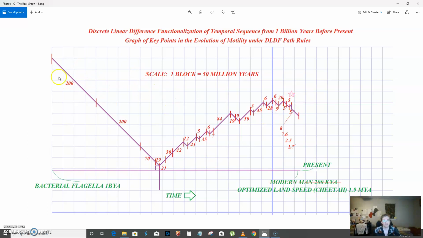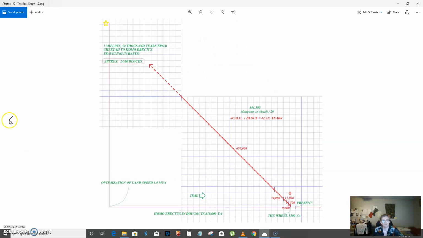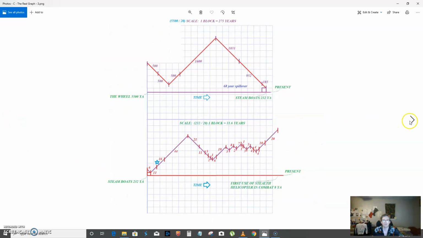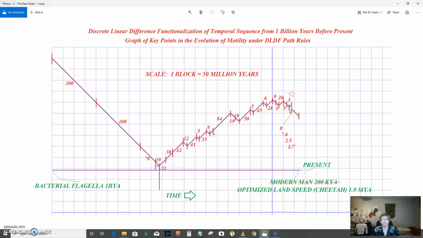of the graph. This is the main bulk of the data graphed out, and here's the rest of it. And these time scales go from 50 million years per block through about 40,000 years per block, down to 275 years per block, and then the most recent and smallest scale that we did use is 11.6 years per block. And if developments were following along an exponential curve, more or less, then we would expect a general downtrend.